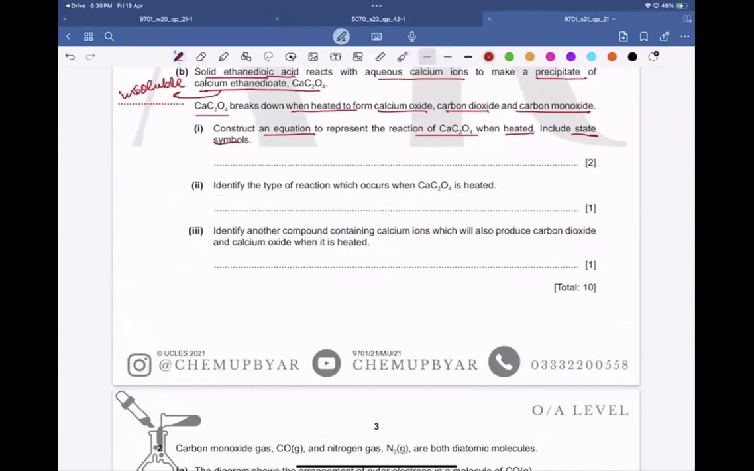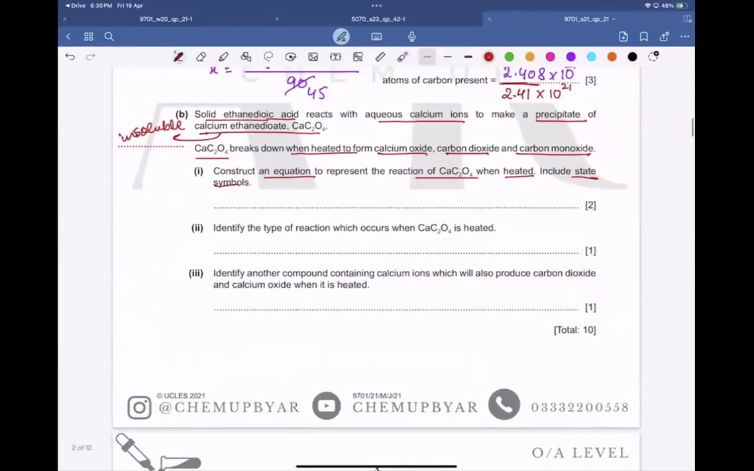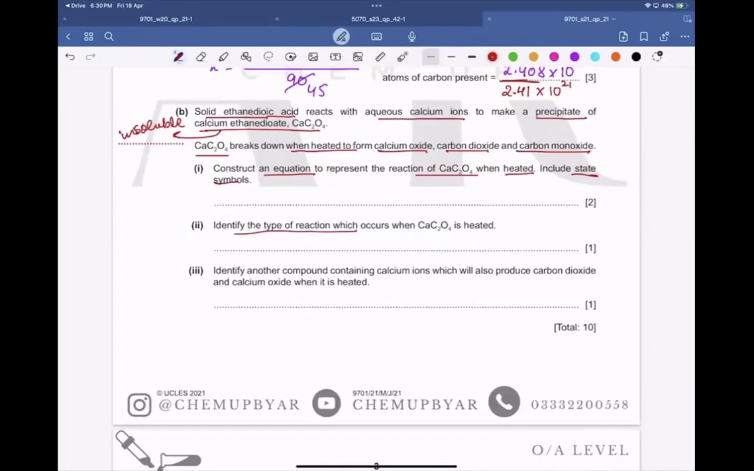Yes, very good, Hassan. So see, the examiner here mentioned that it breaks down when heated. On heating, if something is broken down, then that type of reaction is called thermal decomposition. So here, identify the type of reaction that occurs when CaC2O4, calcium ethanedioate, is heated. The answer over here would be thermal decomposition.